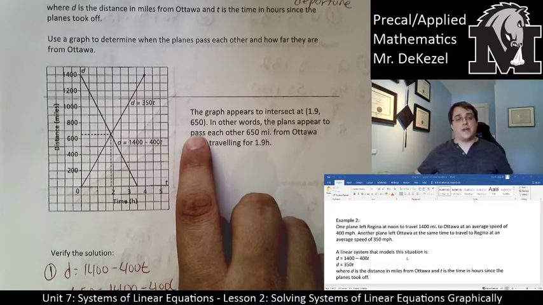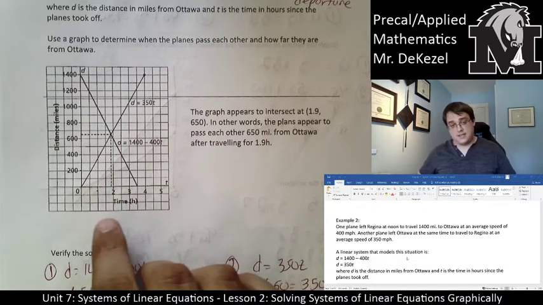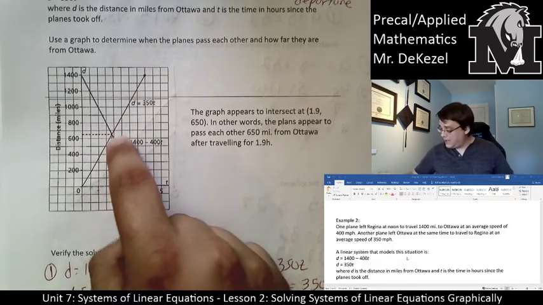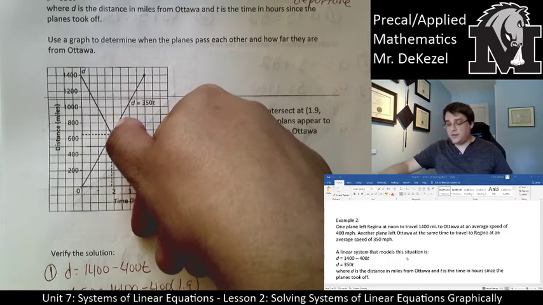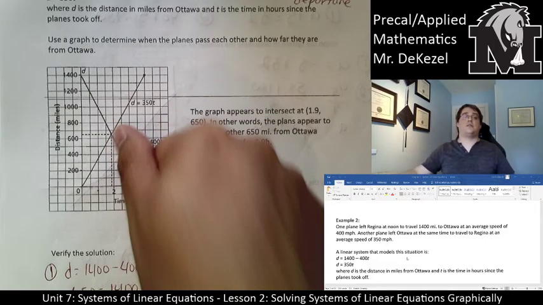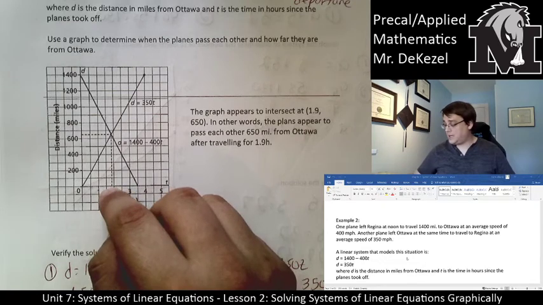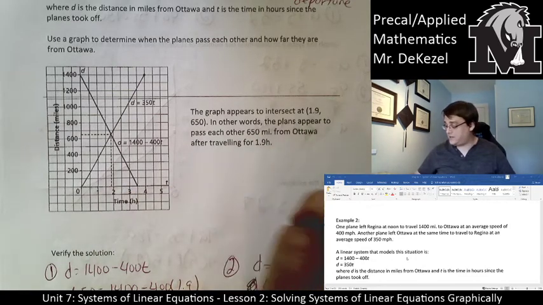1.9, 650. So that is going to be something that you will need to do sometimes. You will need to estimate whereabouts it is. Now, if you were to say 2 and 700 or something like that, that is over here. That is not going to be correct. You will need to be more accurate than that. So 1.9 and 650 is a pretty decent guess for where they intersect.